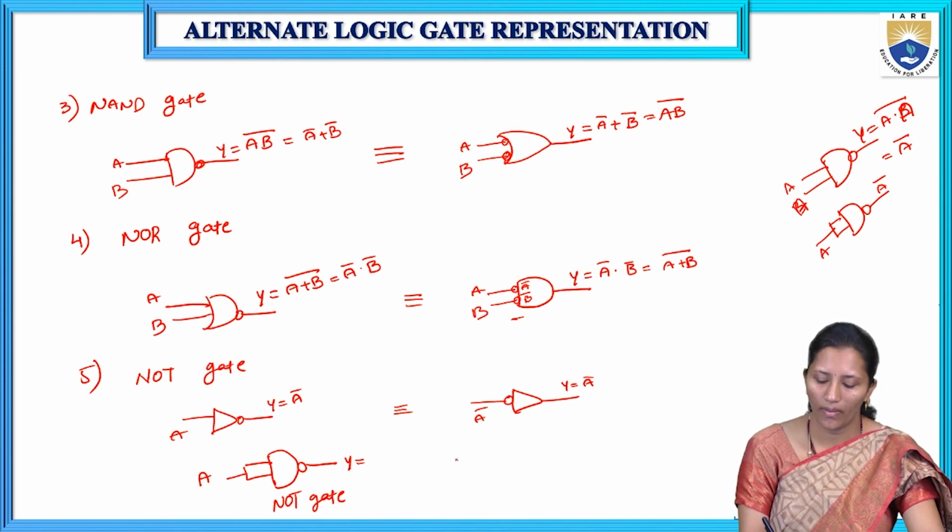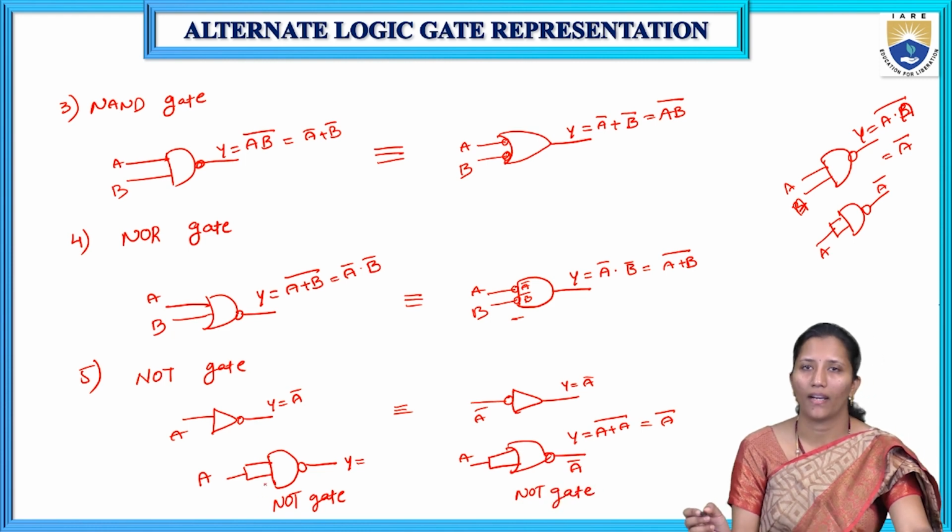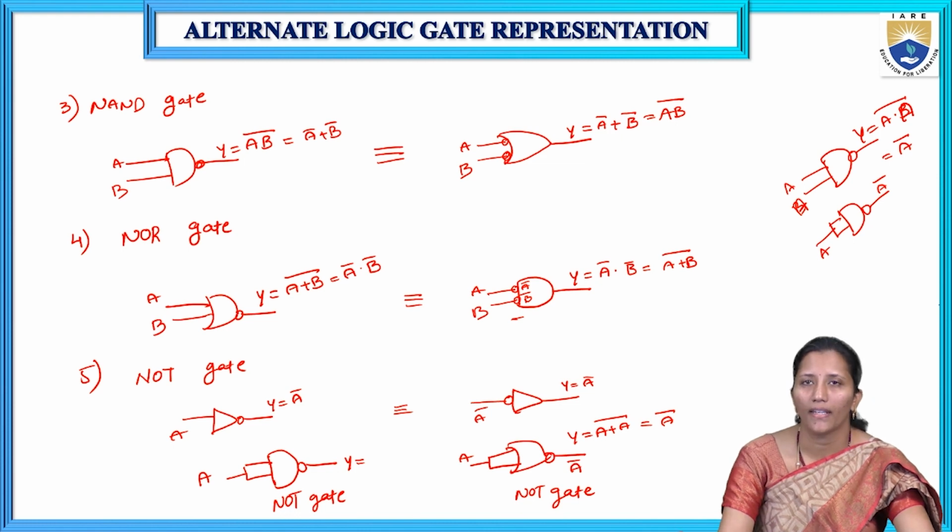Another equivalent circuit for the NOT gate uses NOR. This is a NOR gate. Here I am giving both inputs as A. The NOR gate is (A plus B) whole bar. Both inputs are A only, so (A plus A) whole bar. A plus A is nothing but A, so we can write that as A bar. If we give input A, we get output A bar, the inversion operation. So this is the NOT gate using NOR and the NOT gate using NAND. If we know these alternate gates, we can easily realize the NAND and NOR realization.